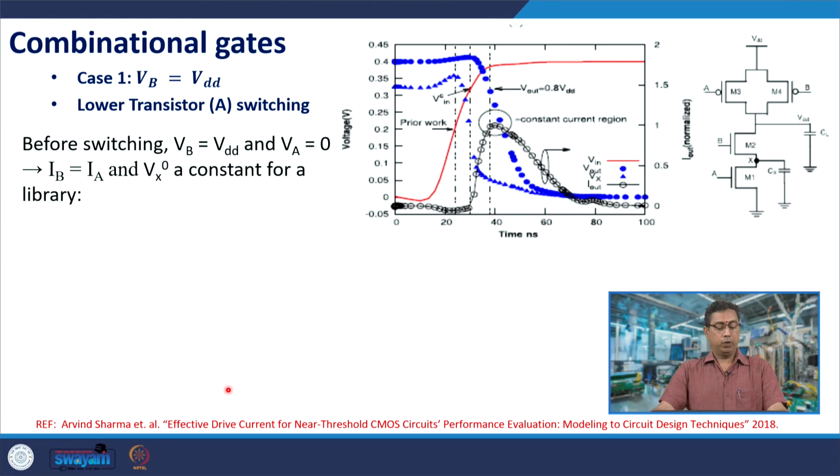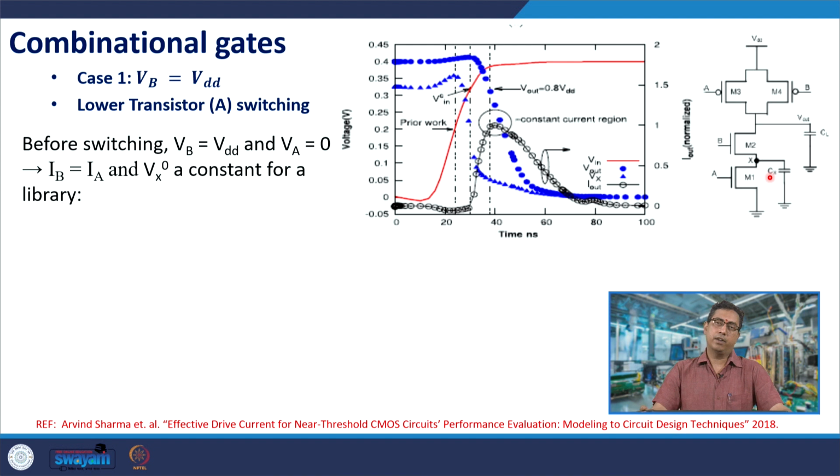When we discuss the near threshold voltage regime, the upper transistor and lower transistor switching in a NAND gate would have a very different performance regarding the output delay. The reason we will discuss.